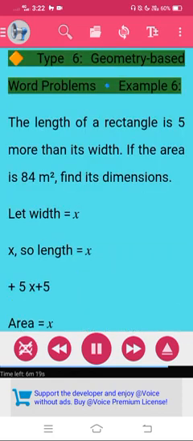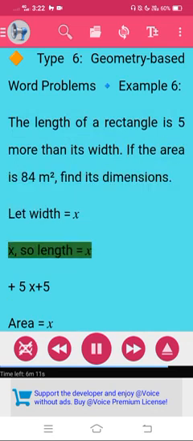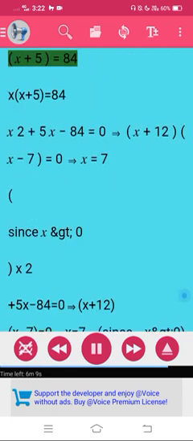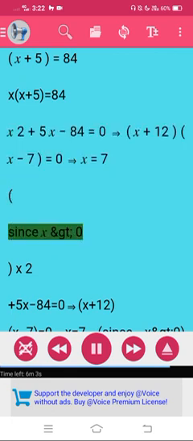Type 6: Geometry-based word problem. Example 6: The length of a rectangle is 5 more than its width. If the area is 84 square meters, find its dimensions. Let width equal x. So length equals x plus 5. Area equals x(x plus 5) equals 84. x squared plus 5x minus 84 equals 0. Rightwards double arrow (x plus 12)(x minus 7) equals 0. Rightwards double arrow x equals 7, since x is greater than 0.